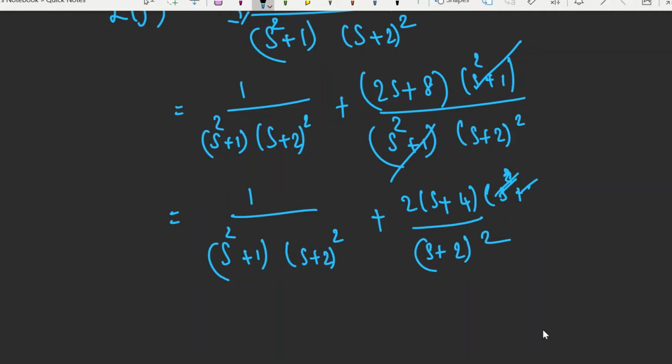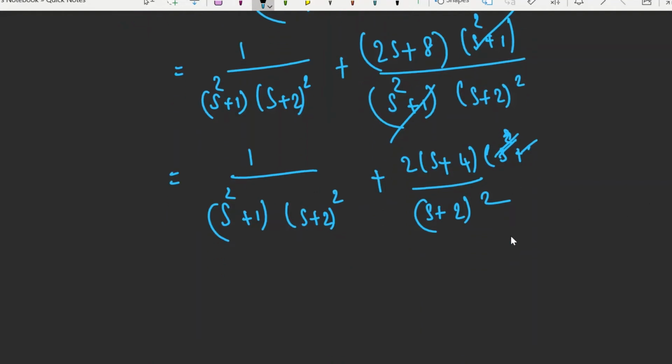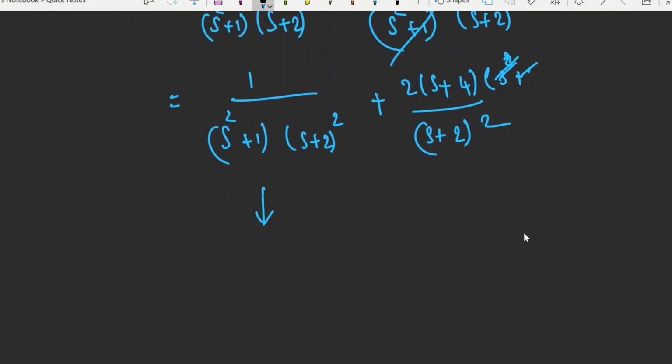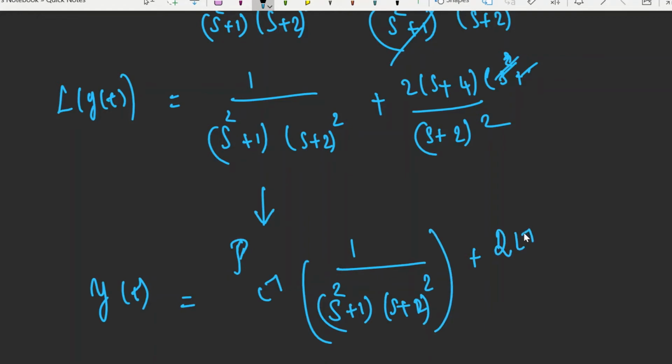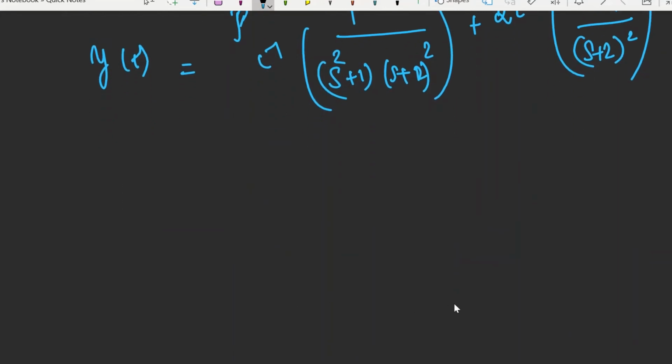Now we have to move with, before that this is my L of y of t. So y of t I need L inverse of 1 by (s square plus 1)(s plus 2) the whole square. And here also the same thing, 2 times L inverse of (s plus 4) divided by (s plus 2) the whole square. Now here we can make partial fraction.